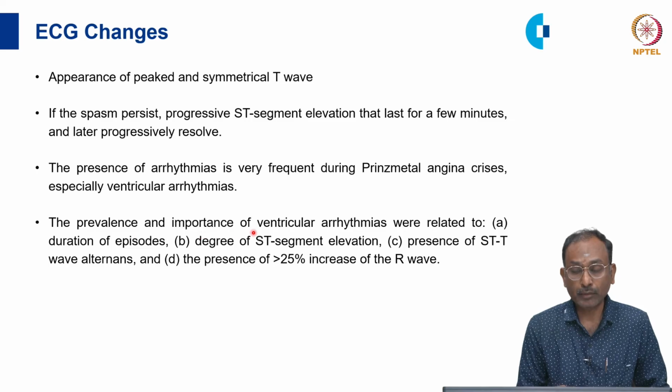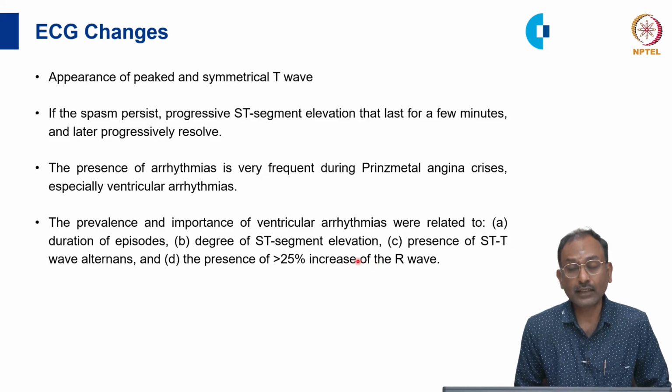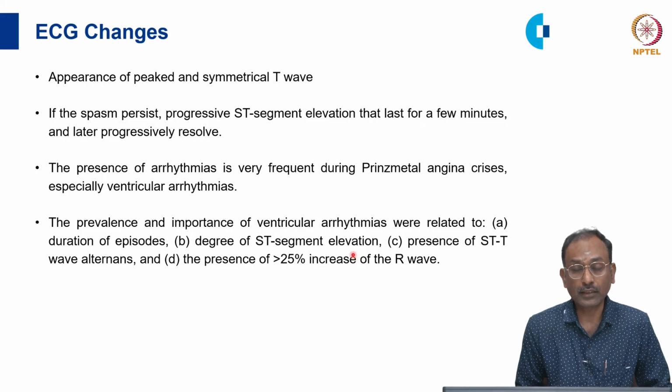The prevalence and importance of ventricular arrhythmias are related to the duration of episodes, the degree of ST segment elevation, the presence of ST-T wave alternans, and a more than 25% increase of the R wave. So, the classical ECG features of Prinzmetal angina are a tall, peaked, symmetrical T wave and intermittent ST segment elevation which resolves during the pain-free period. Sometimes the ST segment elevation can progress to ventricular arrhythmias.